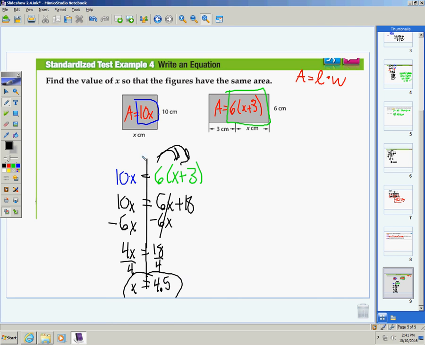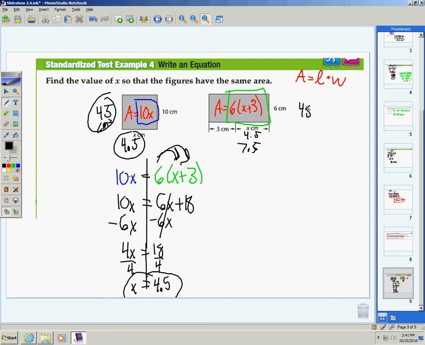If x is 4.5, then 10 times 4.5 would give me 45 centimeters squared. And then if I plug in 4.5 here, this whole side would give me 7.5. And if I do 6 times 7.5, I would get 45 centimeters squared.